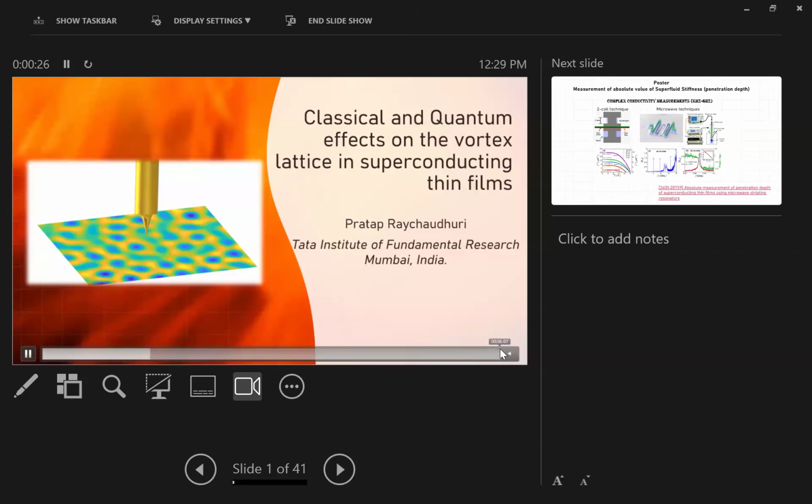So I will talk today about some unusual effects on the vortex lattice when we look at the vortex lattice in very thin superconducting films. And I'm sure that the vortex lattice in a film behaves somewhat differently than when we look at bulk superconductors.